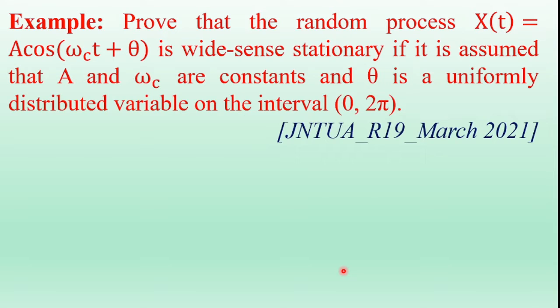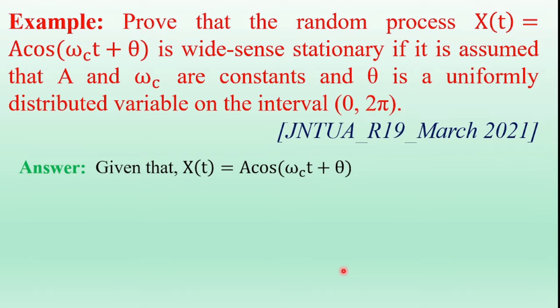In this video, I am going to discuss an example of a wide sense stationary random process. This is a previous examination question. The example is: prove that the random process X(t) = A cos(omega_c t + theta) is wide sense stationary, if it is assumed that capital A and omega_c are constants and theta is a uniformly distributed variable on the interval 0 to 2 pi.